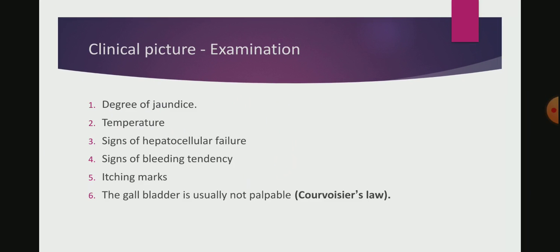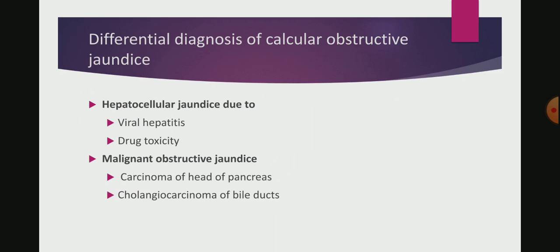Examination: we see the degree of jaundice, temperature, signs of hepatocellular failure, signs of bleeding tendency, itching marks, and a distended gallbladder, which we call Courvoisier's law. Differential diagnosis of calculous obstructive jaundice: hepatocellular jaundice due to viral hepatitis or drug toxicity, or malignant obstructive jaundice due to carcinoma of the head of the pancreas or cholangiocarcinoma of the bile duct.